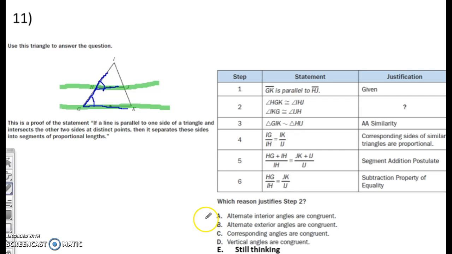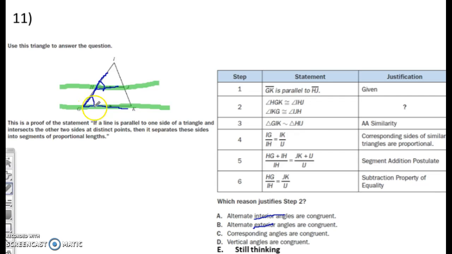Alright, so if we look at our answer options, if we think about alternate interior angles, remember, alternate interior means they're inside the parallel lines on opposite sides of the transversal. This angle is outside the parallel lines, so it can't be interior. The next one says alternate exterior. Well, this one's inside the parallel lines. It's not outside, so it can't be exterior.